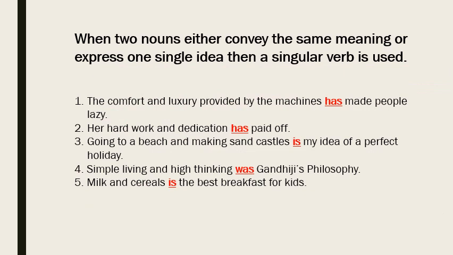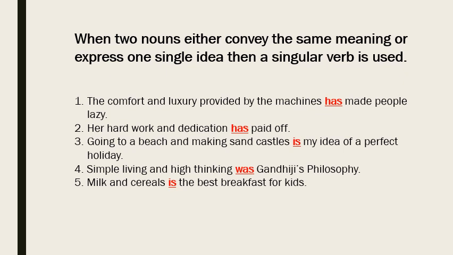Coming to the next rule, when two nouns convey the same meaning or express one single idea, then a single verb is used. For example, the comfort and luxury provided by the machines has made people lazy. The comfort and luxury are the two nouns. They convey one single idea, the same meaning. That is why the verb has has been used but not have, since they have to be considered as one single idea, right?